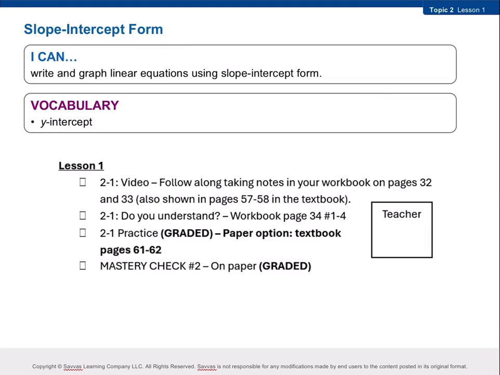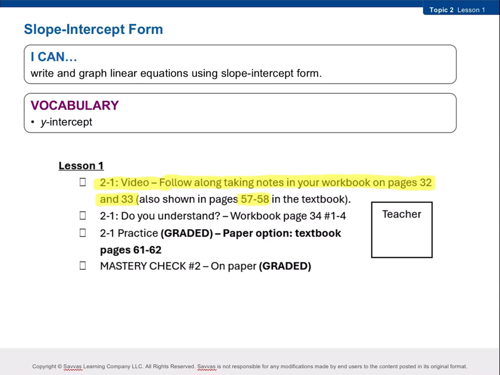All right, this is our first lesson of the new unit. So if you're watching this, this is the 2-1 video in your checklist. Make sure you're following along, taking notes in your workbook on pages 32 and 33. This is also shown in pages 57 through 58 in the hardcover textbook, which is up on the materials counter.